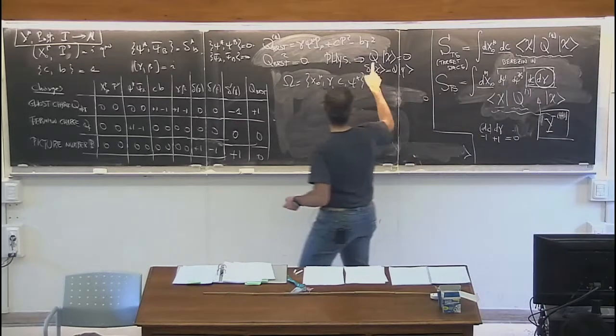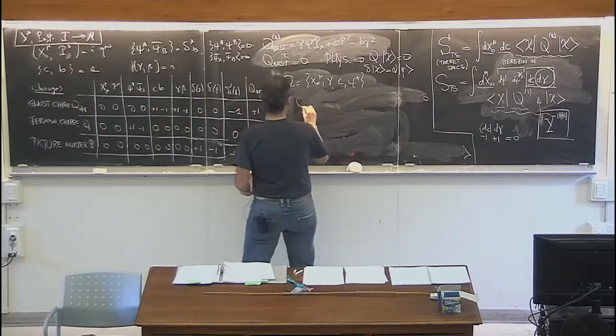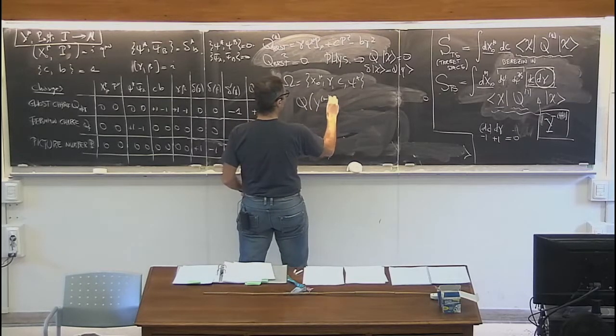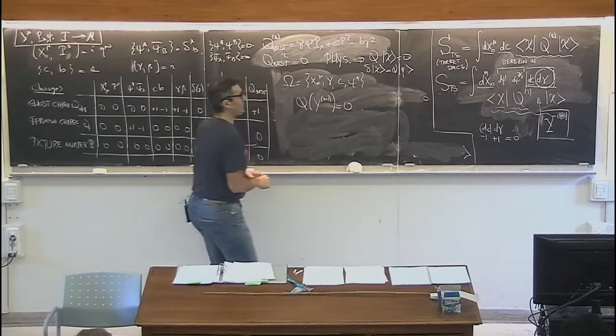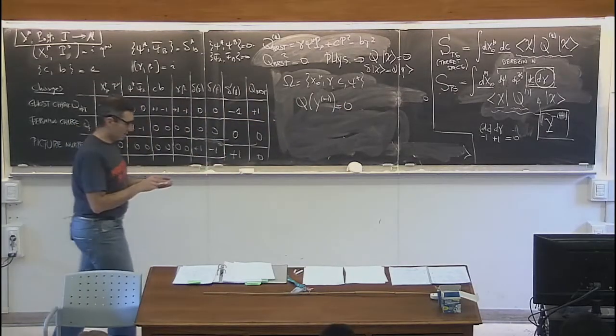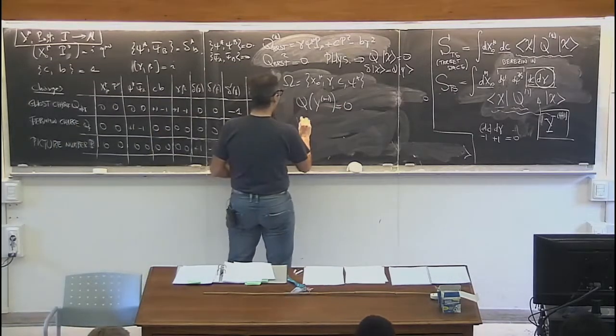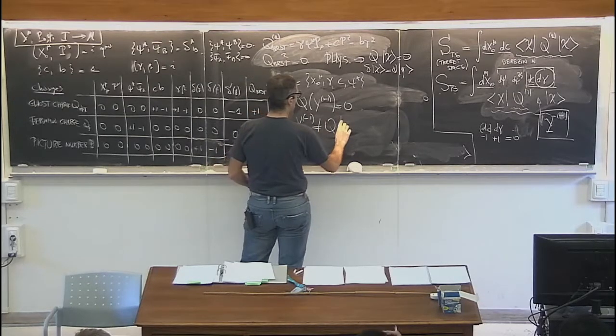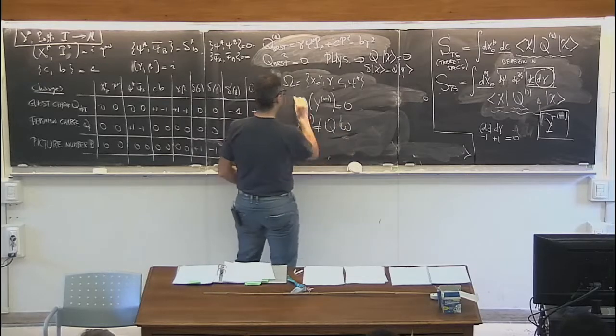Now, in order not to modify the equation of motion, Q on y -1 must be equal to 0. And, more importantly, y -1 should be different from something, let's say, omega.